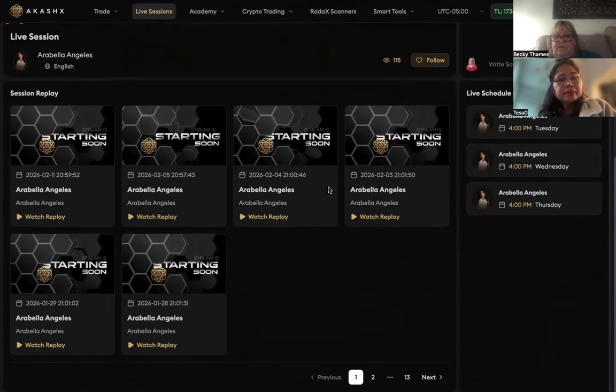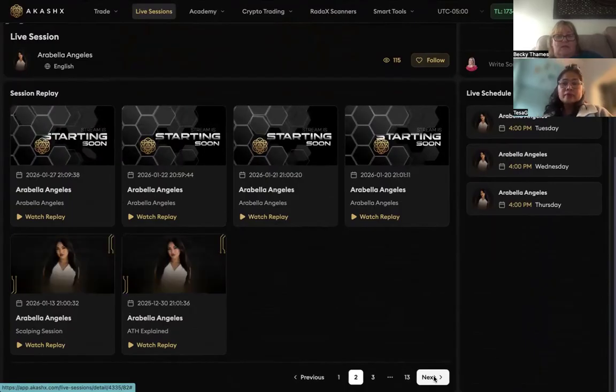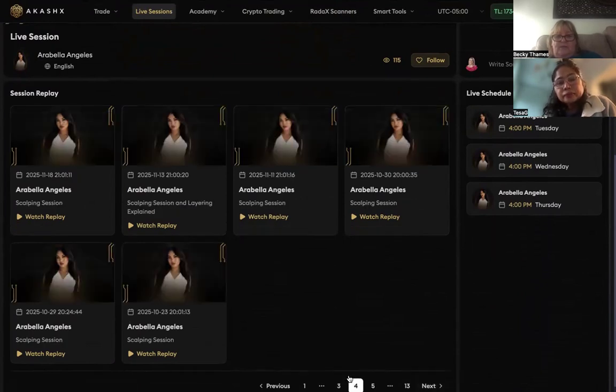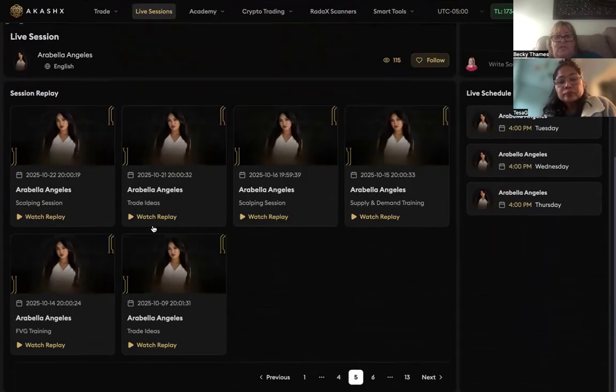When you're looking at those, you can see she has 13 pages of them. So we want to go to a replay that she has named, like on about page 5. Okay, let me go back here. You see, she has a lot that says scalping session. Now, those are all good. I'm not saying don't look at those, but when she names them like trade ideas, watch that. Supply and demand training, watch that.